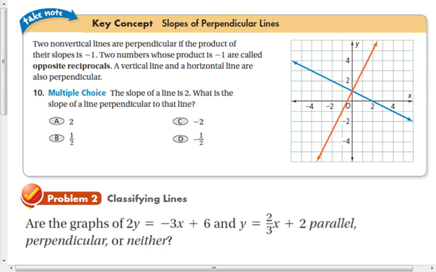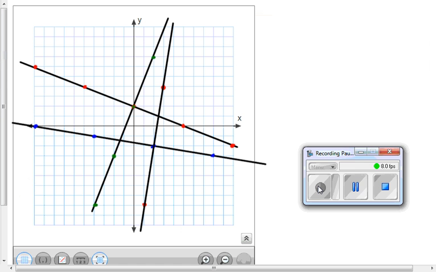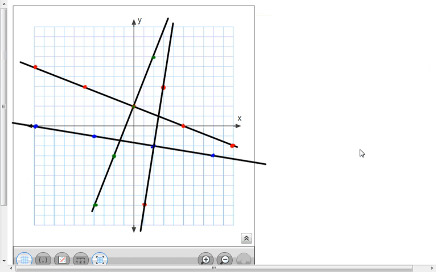All right, another concept here, slopes of perpendicular lines. I'm going to do a quick little graph showing you some different lines so we can kind of discover what the deal is with slopes of perpendicular lines. All right, so I got a couple lines here, and just to show you that they're perpendicular, I'll just put in a square here. You can see that they're perpendicular, sorry about that.